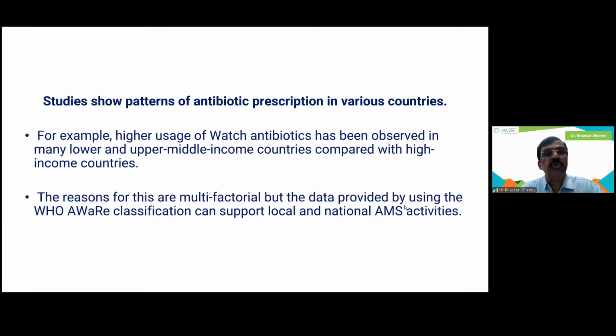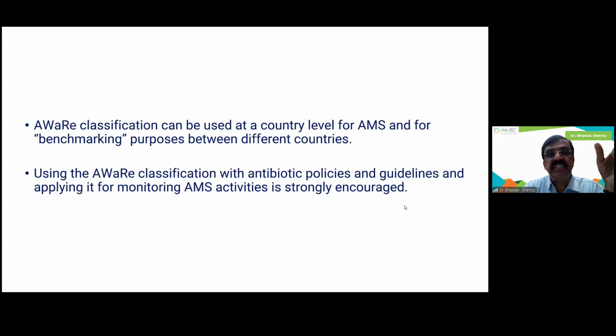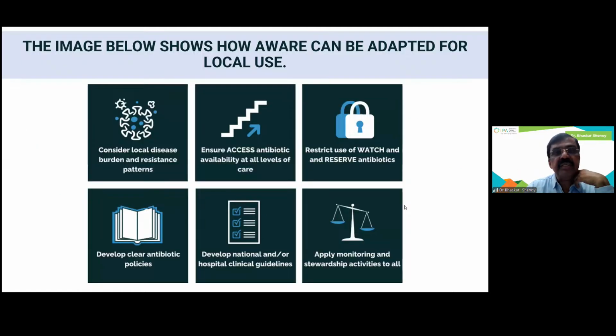So it also shows the pattern of prescription in various countries. These data have been used to support local or national antimicrobial stewardship activities. It can be used at a country level for benchmarking between different countries. So you classify them and put them in some grading, so that those countries who have worse grades can definitely do a lot to reduce irrational antibiotic use. With the AWaRe classification, antibiotic policies and guidelines can be used to monitor the AMS activities. And this image can be used for local use, wherein they consider local disease burden and resistance pattern.